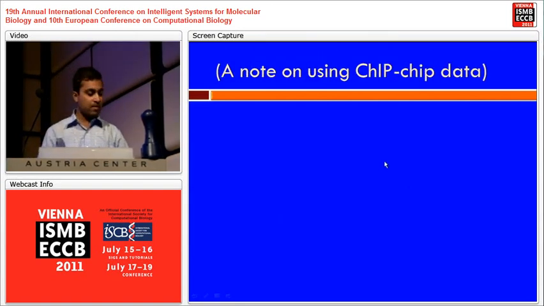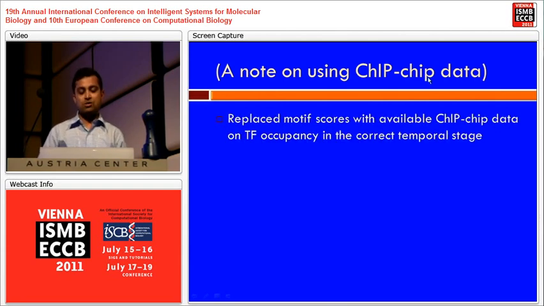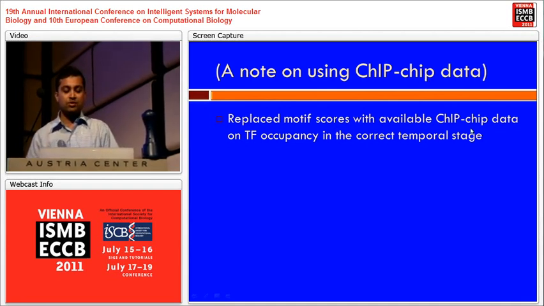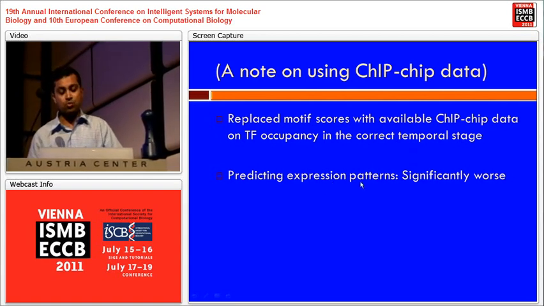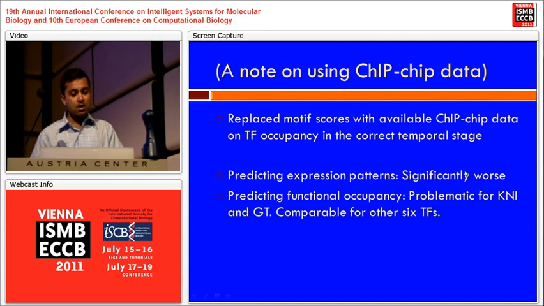And to end, I'm done with what I wanted to show. To end, there's a short note on using ChIP data instead of motif-based scores for all of these tasks. You can repeat much of these tasks by replacing the motif scores with ChIP data for the same transcription factors. We did that, and the results were surprising. The ChIP data was worse, actually significantly worse, in predicting expression patterns.